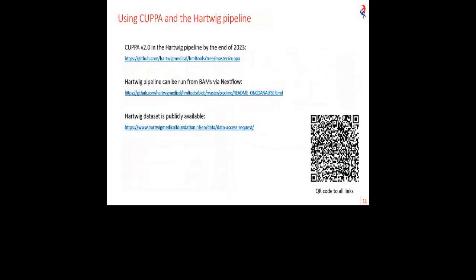Okay, so how can we run CUPPA? I expect version 2 to be in the Hartwig pipeline by the end of this year. The Hartwig pipeline itself can be run from a Nextflow implementation. And the data set that I used to train the model is publicly available as well. You can follow the links through this QR code.